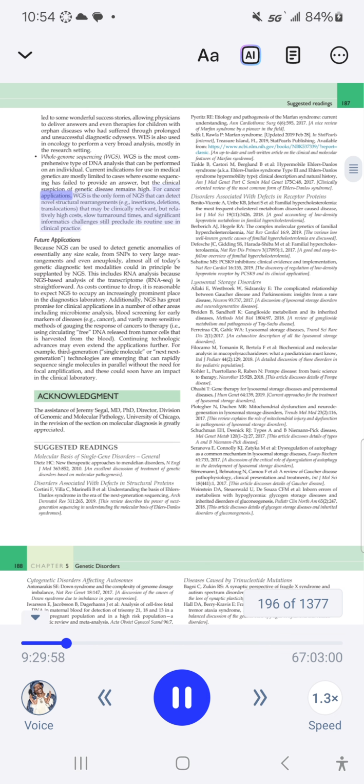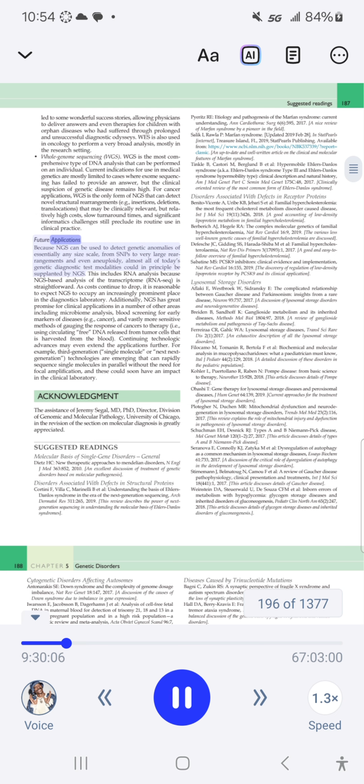For cancer applications, WGS is the only form of NGS that can detect novel structural rearrangements, e.g., insertions, deletions, translocations, that may be clinically relevant. But relatively high costs, slow turnaround times and significant informatics challenges still preclude its routine use in clinical practice.